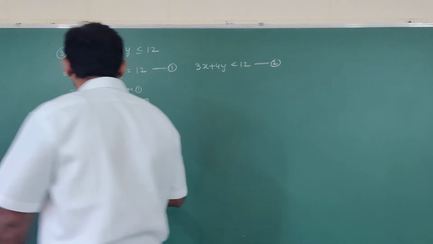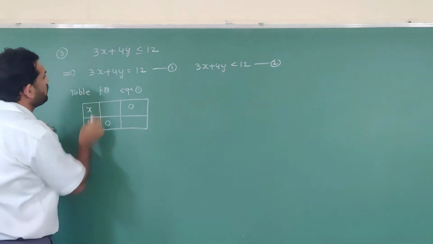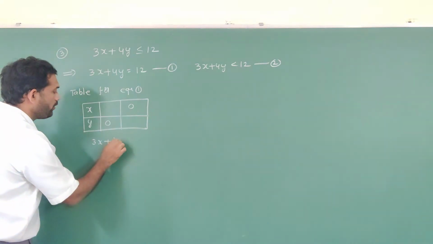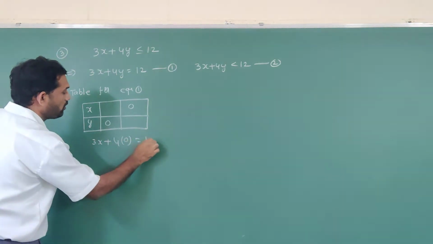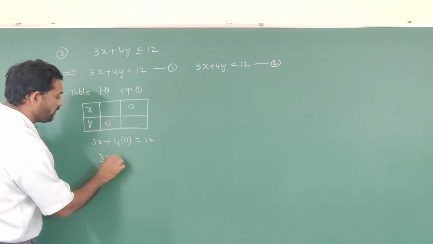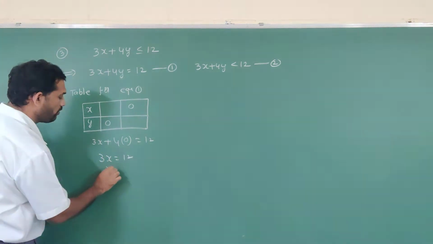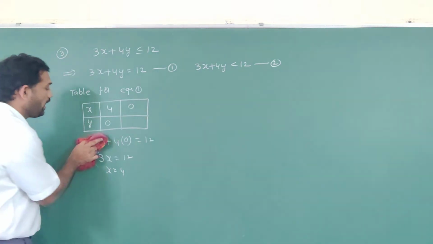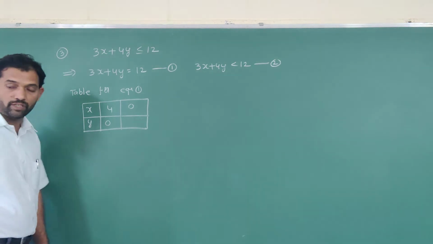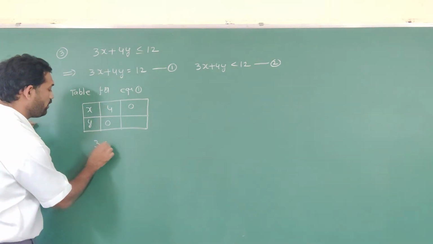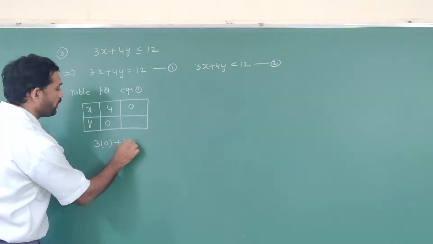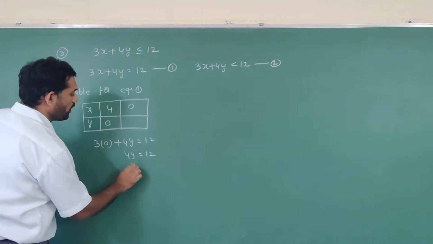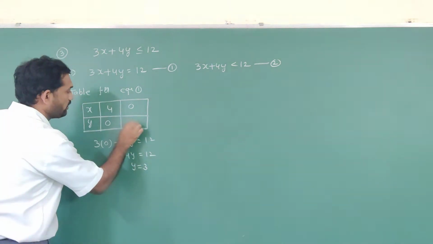Understand? Right. Next. Y is equal to 0. Substitute in 3x plus 4 into 0, it is equal to 12. So 3x equal to 12, so x equal to 4. Same like that, put x equal to 0 in the equation. What happens? 3 into 0 plus 4y equal to 12. 4y equal to 12, y is equal to 3.